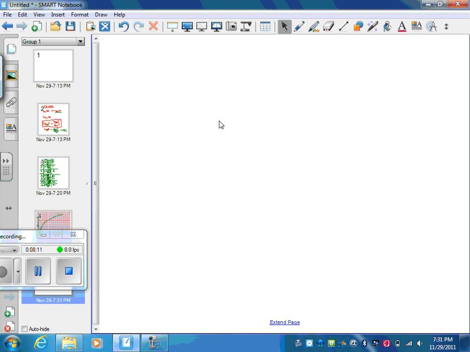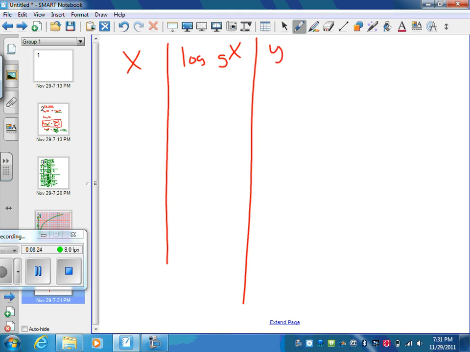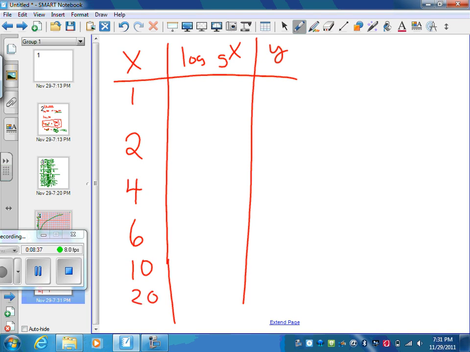Okay, so this one, let's do it. We're going to do x, log 5x and y. Let's set this up. The values I want you to do are 1, 2, 4, 6, 10, 20, and 25, and 30.